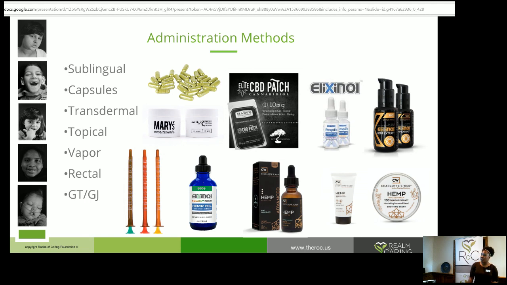Another administration method is topicals. Now the difference between topicals and transdermals is transdermals, let's say you put it on top of your feet, is going all the way up your body, all over the place. But topicals, however, they're for localized areas.